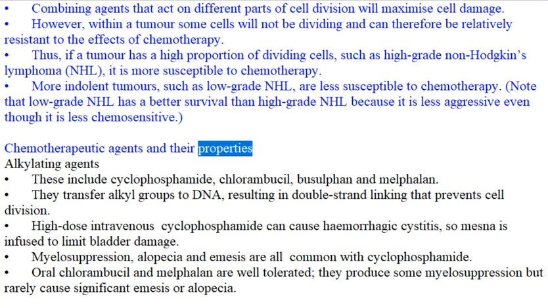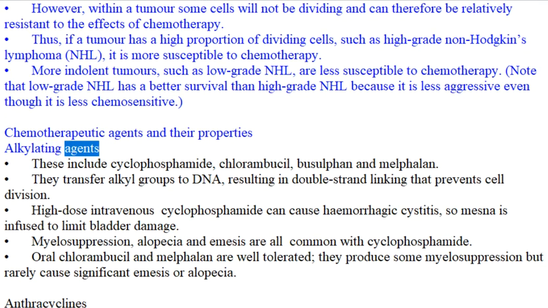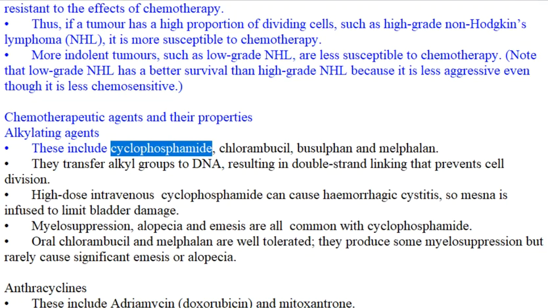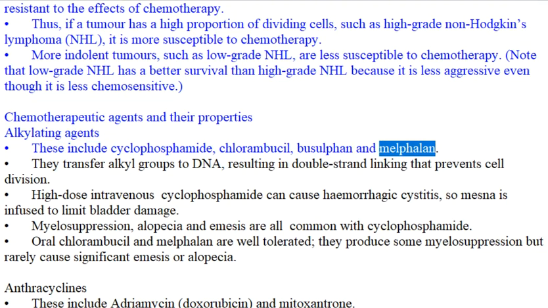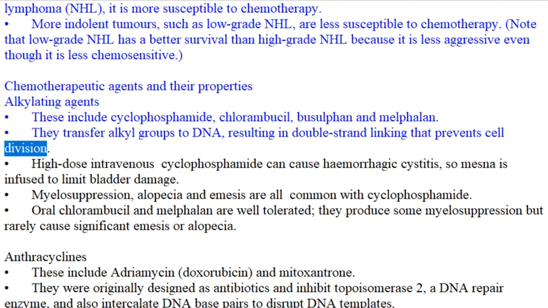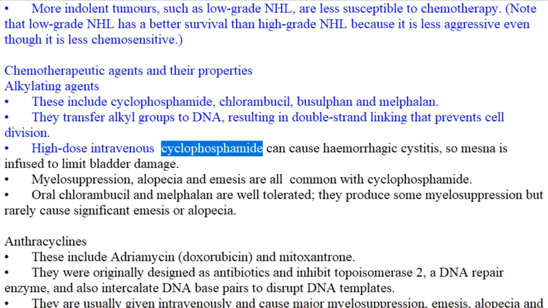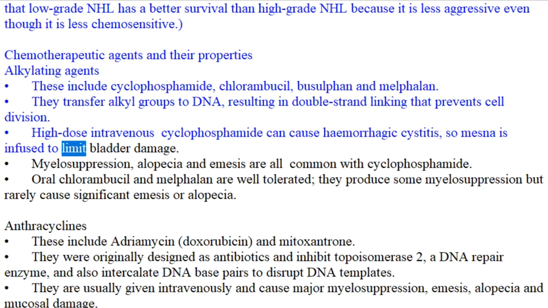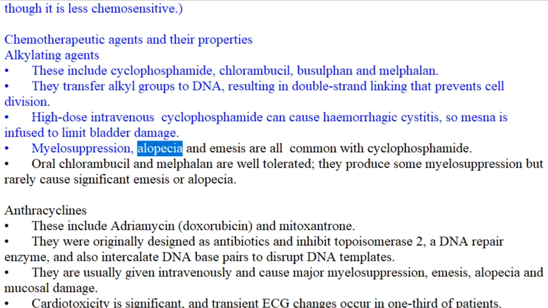Chemotherapeutic agents and their properties. Alkylating agents. These include cyclophosphamide, chlorambucil, busulfan, and melphalan. They transfer alkyl groups to DNA, resulting in double-strand linking that prevents cell division. High-dose intravenous cyclophosphamide can cause hemorrhagic cystitis, so mesna is infused to limit bladder damage. Myelosuppression, alopecia, and emesis are all common with cyclophosphamide.